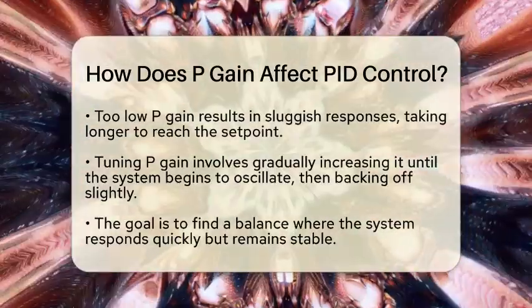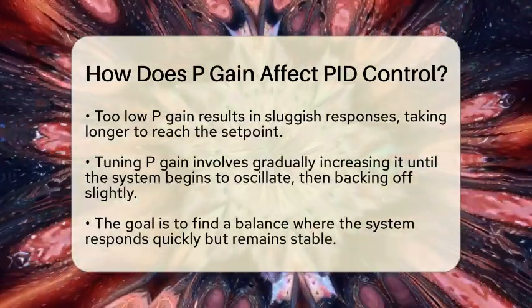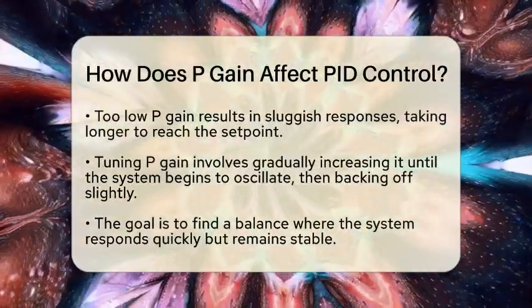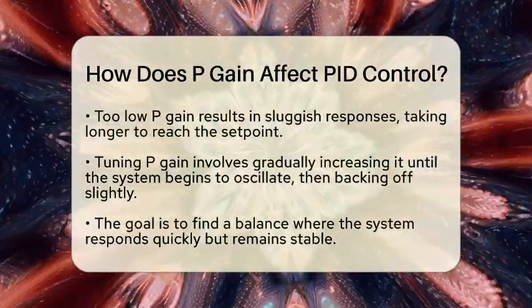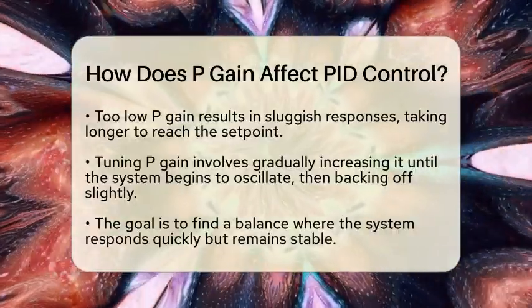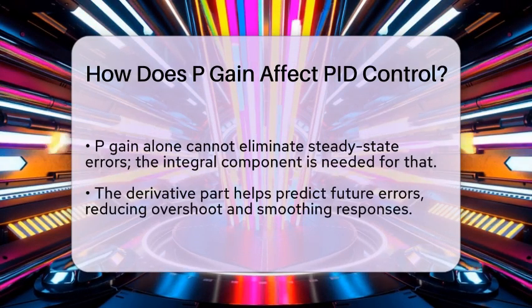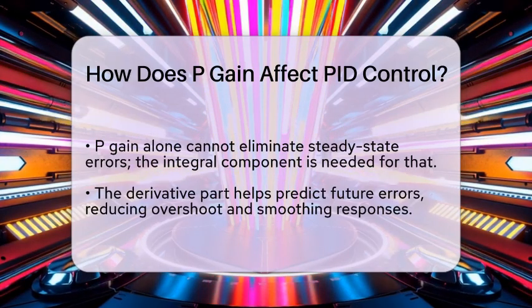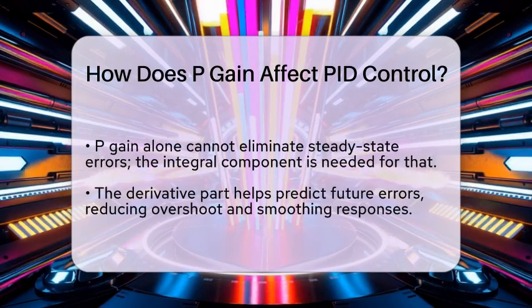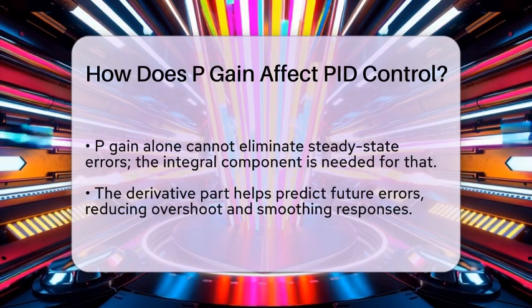precise control situations. In practice, tuning the proportional gain involves starting with a low value and gradually increasing it until the system begins to oscillate. That point shows the maximum gain before instability. Then, you back off a little to find a sweet spot where the system responds quickly but remains stable.